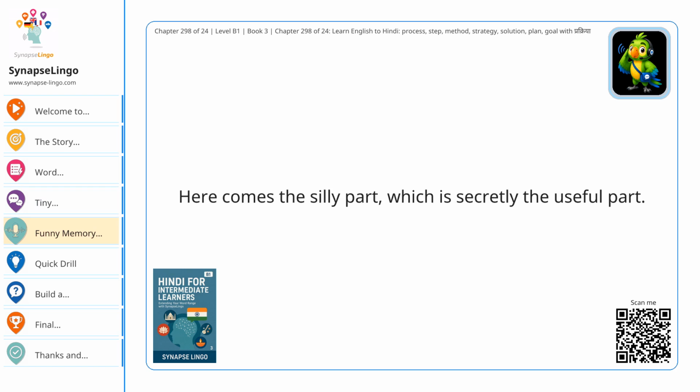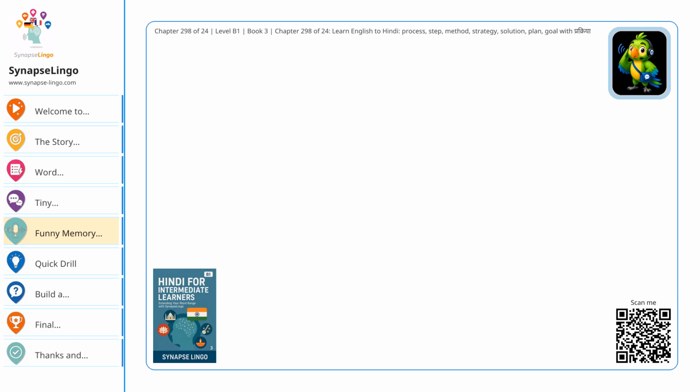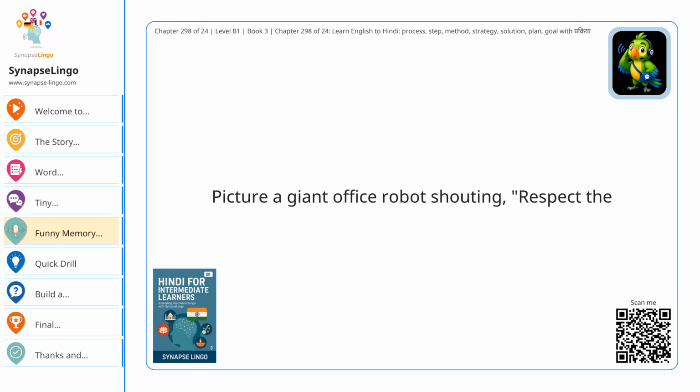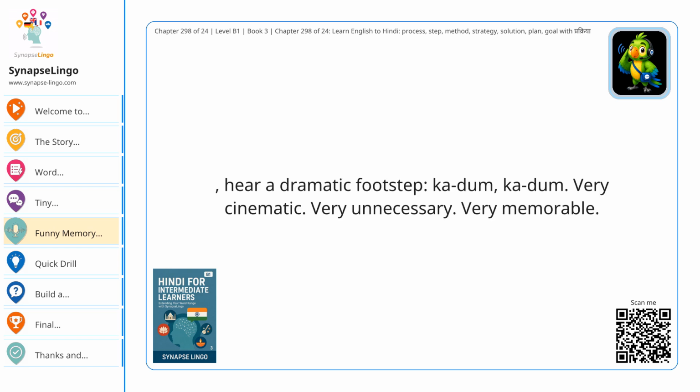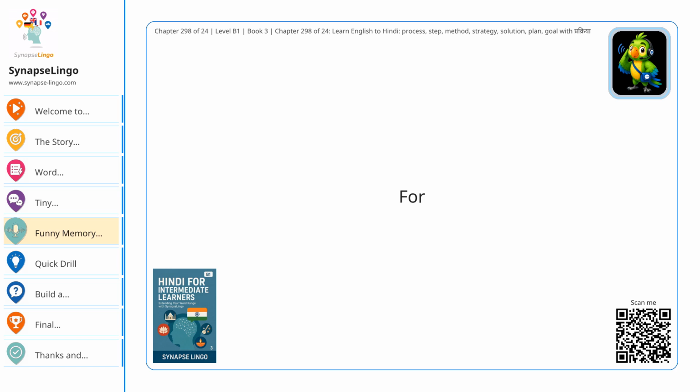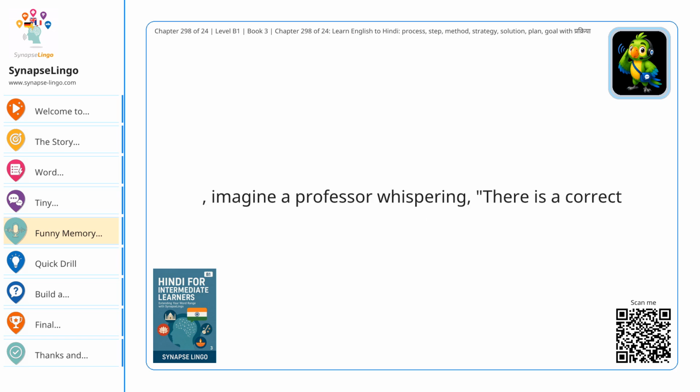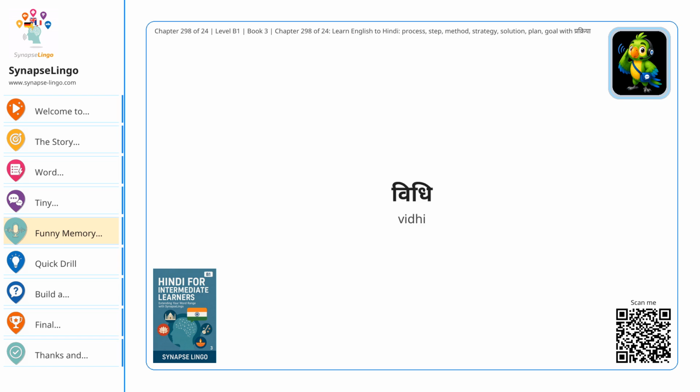Funny memory tricks. Here comes the silly part, which is secretly the useful part. Your brain loves odd pictures. Picture a giant office robot shouting, respect the प्रक्रिया, even while making one cup of tea. कदम: hear a dramatic footstep. Ka-dum, ka-dum. Very cinematic. Very unnecessary. Very memorable. विधि: imagine a professor whispering, there is a correct विधि for opening this biscuit packet.